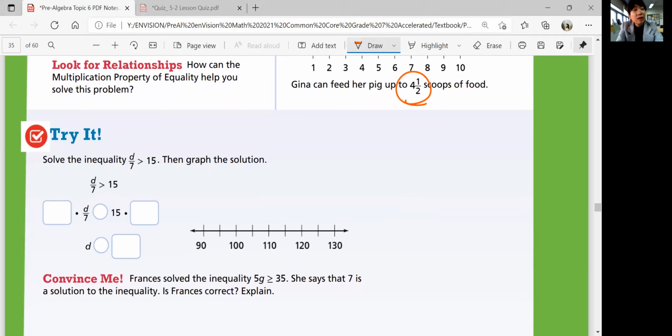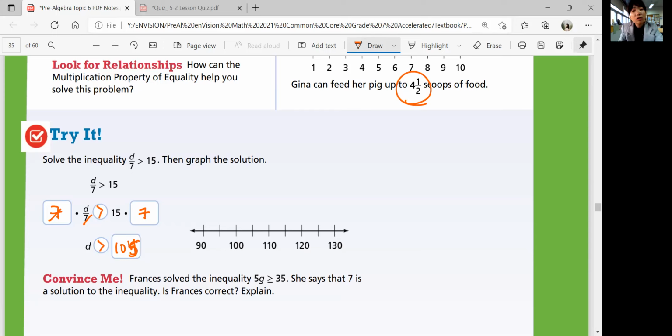So D over 7 greater than 15. In order to isolate your variable, you want to do an inverse operation for dividing by 7, which is multiplying by 7, right? 7 divided by 7 becomes 1, and then it becomes D, okay? And your inequality sign is still greater than. And 15 times 7, because you need to do the same thing on both sides, 15 times 7 is 105.